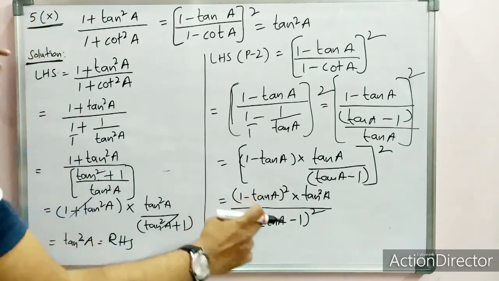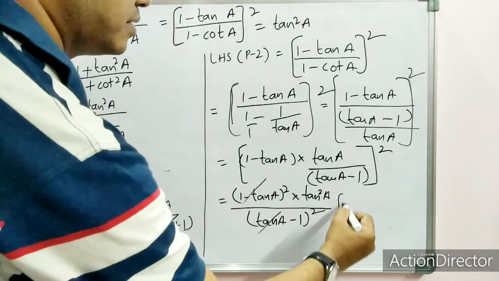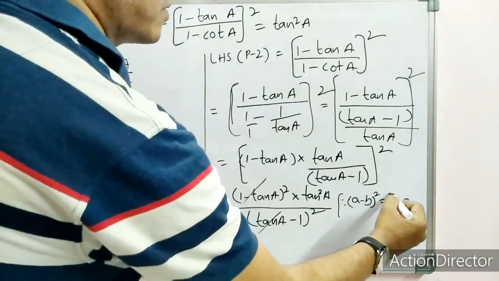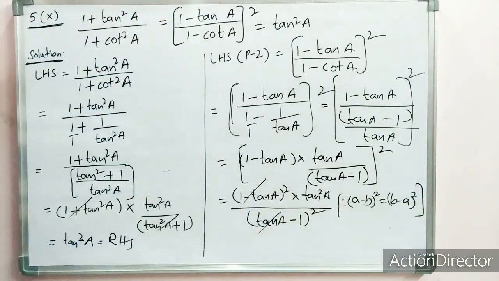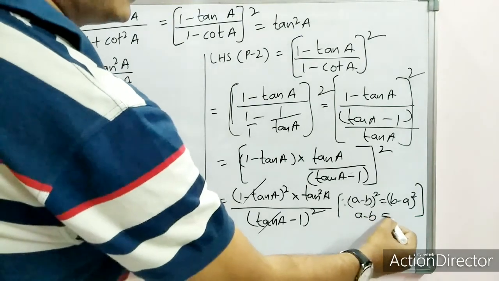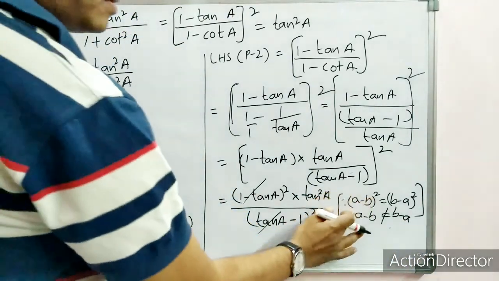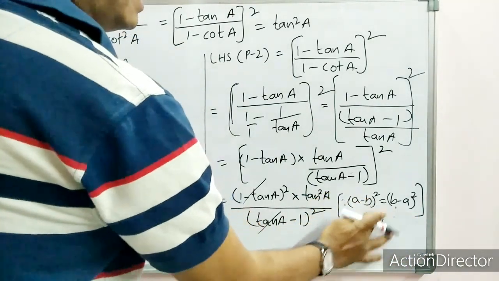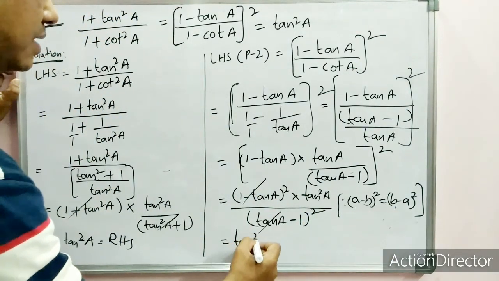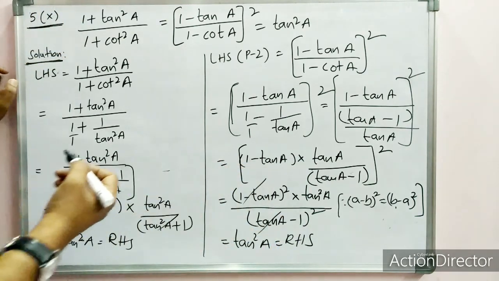Now you see this is (A minus B) whole square and (B minus A) whole square. Both are cancelled. Why? Because we can write (A minus B) whole square is equal to (B minus A) whole square. When the square is there, it is equal. When the square is not there, if A minus B, it is not equal to B minus A. It's important here, don't get confused. So when the square is there, these two will be cancelled and the resultant will be tan square A. This is RHS. This is up to this chapter.